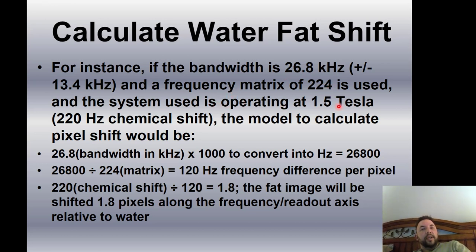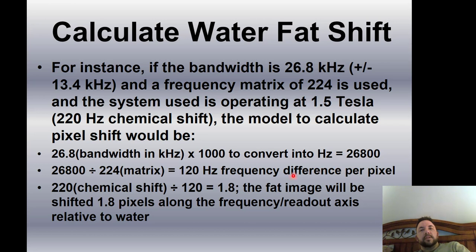The system used is operating at 1.5 Tesla, so 220 hertz of chemical shift. The model to calculate the amount of pixel shift would be this. 26.8 is bandwidth in kilohertz, times 1,000 to convert into hertz, because we want everything to be matching denominators. So 26,800. We're going to divide 26,800 by 224. Please keep in mind this is our frequency matrix. When we talk about chemical shift, we have to be denoting the frequency matrix, not your phase matrix. So 26,800 divided by 224 equals 120 hertz frequency difference per pixel.